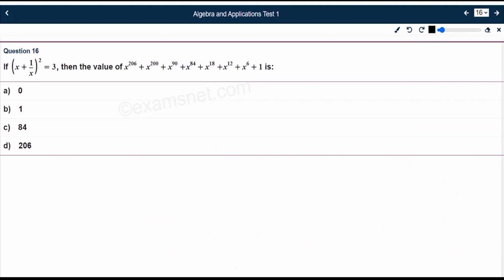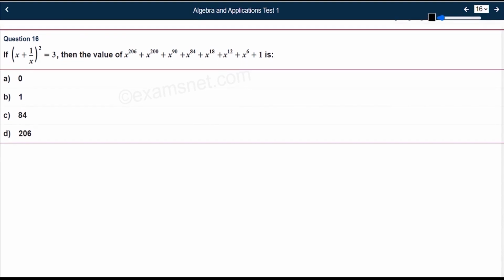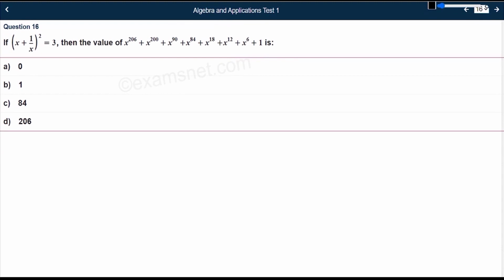Question number 16. If (x plus 1 by x) whole square equals 3, then the value of x to the power 206 plus x to the power 200 plus x to the power 90 plus x to the power 84 plus x to the power 18 plus x to the power 12 plus x to the power 6 plus 1 is... well, that's a pretty large expression, but with the help of mathematics, we can simplify our calculation.